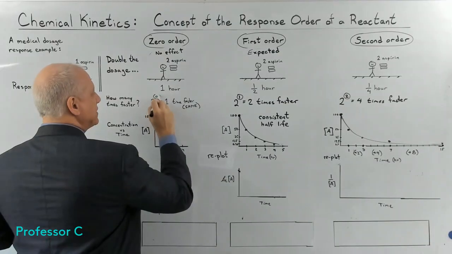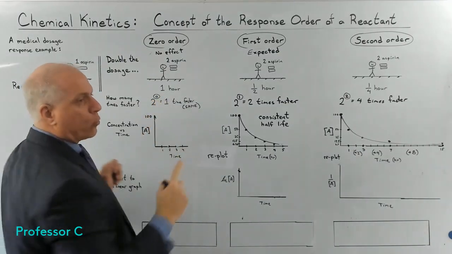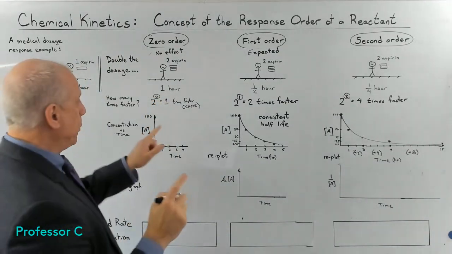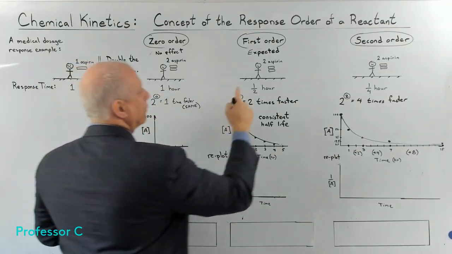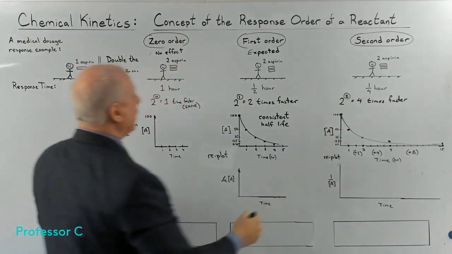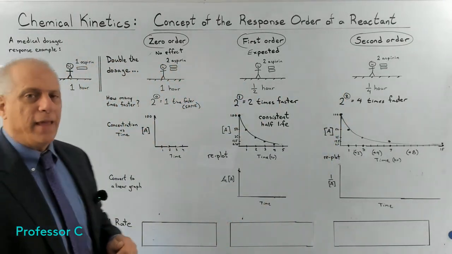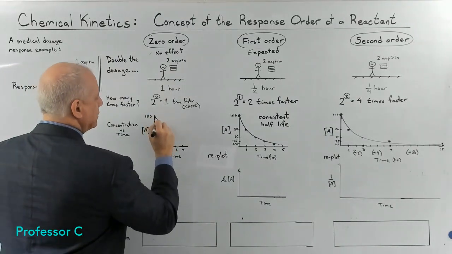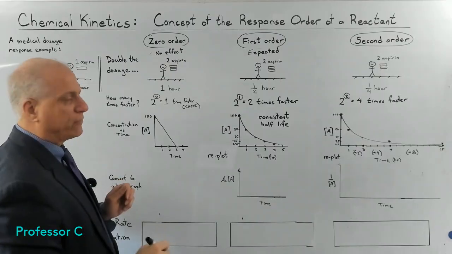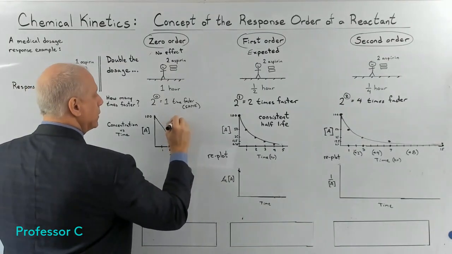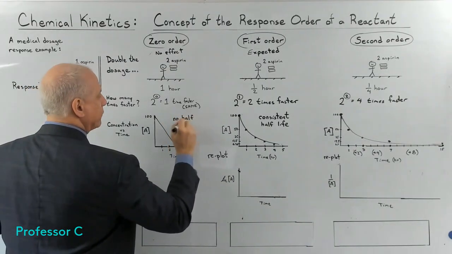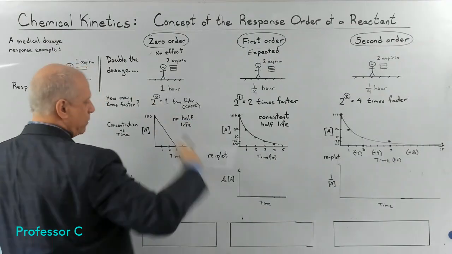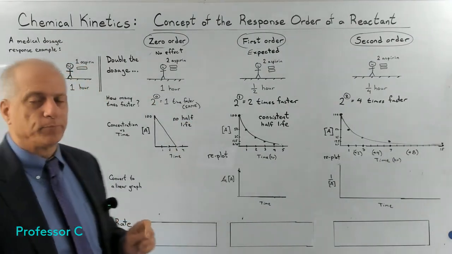So 2 to the 0, again, the order is the exponent here: 2 to the 0, 2 to the first, 2 to the second. And what would that look like? That means that you introduce a medication and the medication just degrades and there is no half-life. We have just a straight line, consistent decay.